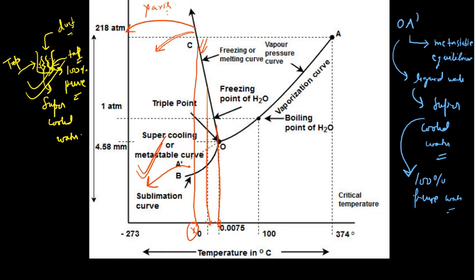I hope you understood the things completely. And remember guys, this water system forms the basis for your other systems. So you should be very sure about the concepts used in the water system. I hope you understood.